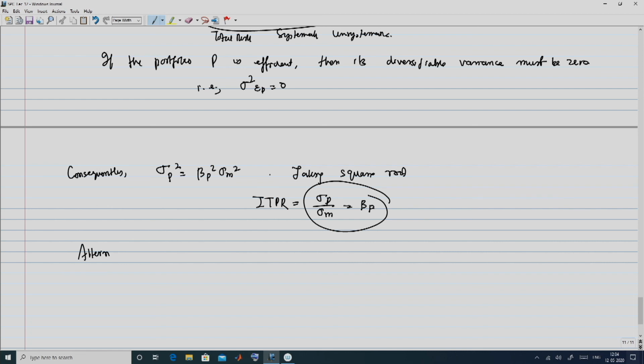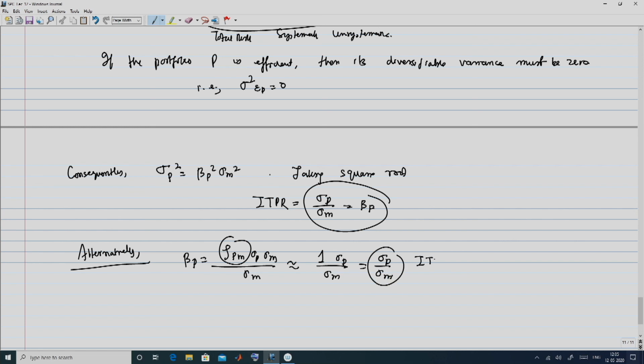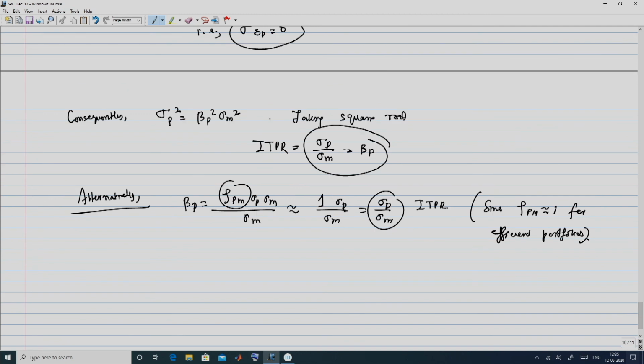There is an alternate approach to deriving this. Beta p is rho p m sigma p sigma m over sigma m square, and for a well diversified portfolio this is approximately 1 into sigma p over sigma m, which is sigma p over sigma m, and this is again ITPR. The reason is that rho Pm is approximately 1 for efficient portfolios, or well diversified portfolios, which is the reason why we took the unsystematic term to be equal to 0. Now, this entire premise of having ITPR equal to beta p is driven by the assumption that the portfolio P is going to be efficient.